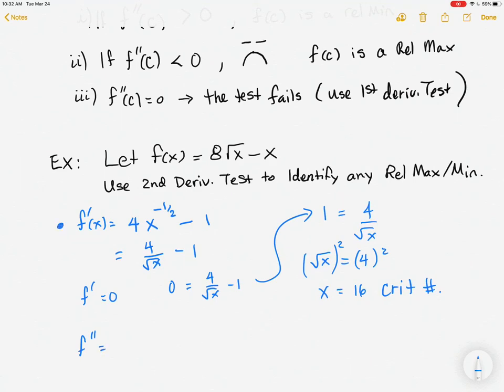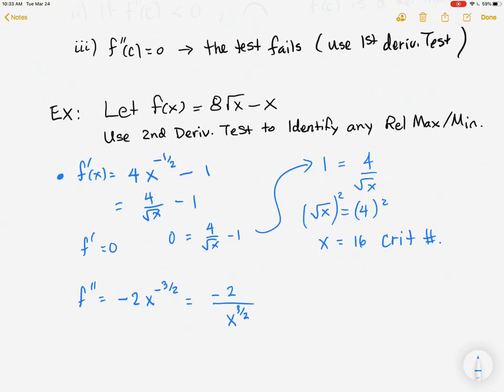So I'm looking up here and I'm taking another derivative. Negative 1/2 times 4 is a negative 2. Take 1 away from negative 1/2 and I get a negative 3/2. So my second derivative looks like negative 2 over x to the 3/2. Now I'm going to take my critical number and plug it in for x. 16 to the 3/2 means the square root of 16 cubed. So that's a positive number. Divide that into a negative 2, I'll get a negative number.